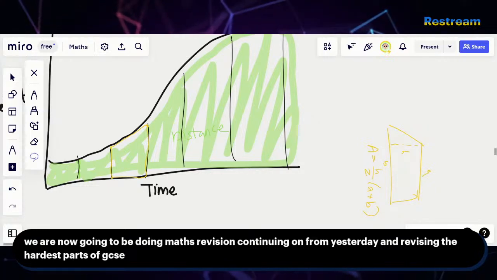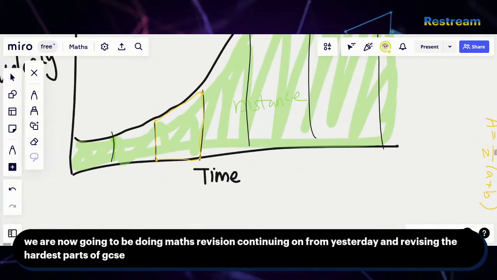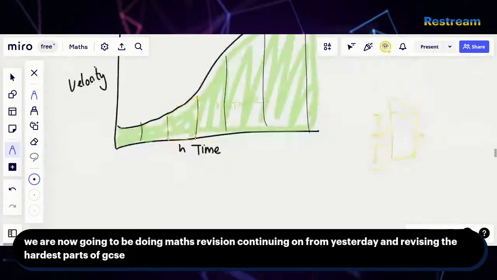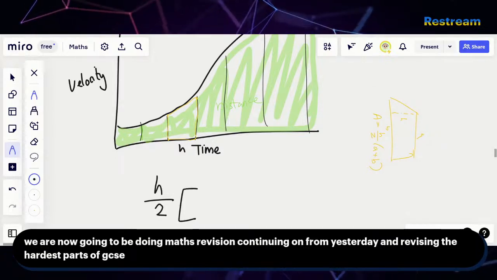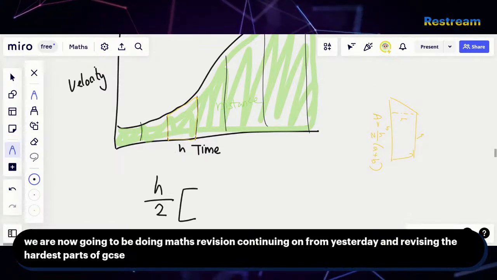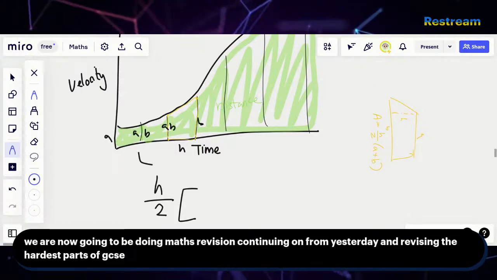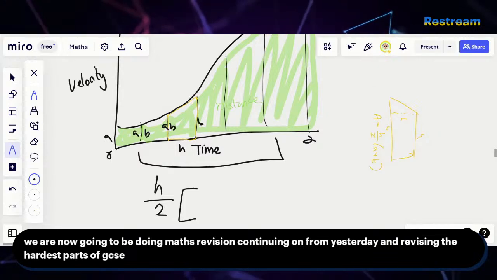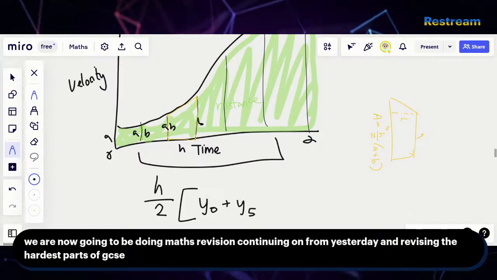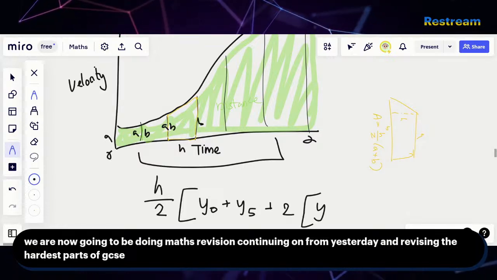So in order to do this, you would do the height. The height is actually the class width. So this is the height. So you would do the height divided by 2, the class width divided by 2, multiplied by the a plus b. So the a plus the b, and then the a plus the b, a plus the b. But what you'll notice is that each of the numbers from here to here will be repeated twice, and the first coordinate and the second coordinate will only be used once. So you just put the first value and then the last value, so say that's 5, and then you do 2 times all the values in between.